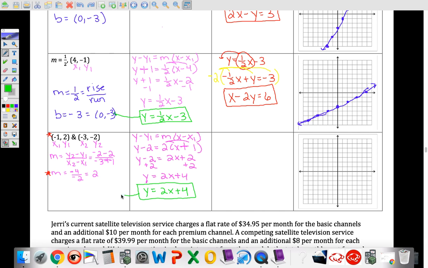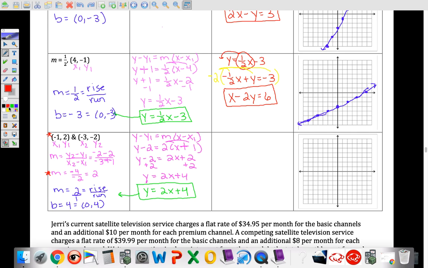Okay, and from this, I know two things. I know my slope is 2, which is my rise over run, and I can put that over 1. And I know my y-intercept is 4, so I'm going to write that as (0, 4).